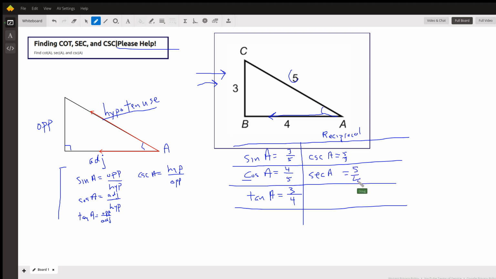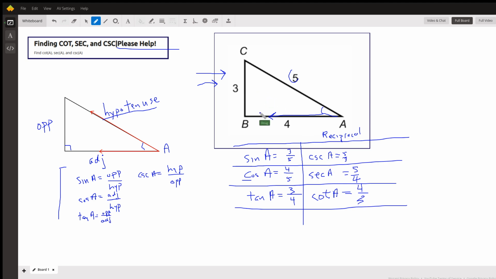And then tangent, opposite over adjacent. So the cotangent is the reciprocal of tangent. Just turn it upside down, or say adjacent over opposite, 4/3.